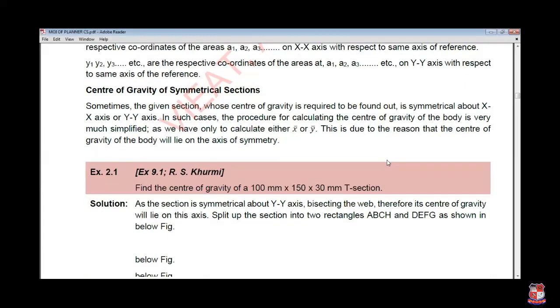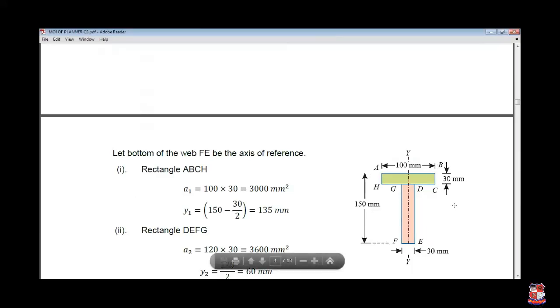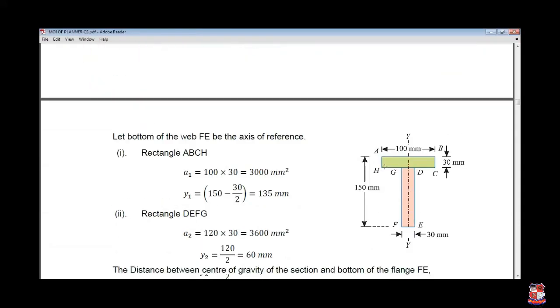Now some examples are given here, as a symmetrical portion over the y axis bisecting. Example: find out the center of gravity or centroid of 100 mm, 150 mm, 30 mm of the T section. Now here you have to take which object is taken as 100, 150 and 30. So he has given one example here. First you have to take the length as 100 mm, its height that is 150 mm, and the web that is 30 mm. Now you have to find out the centroid. This is a T section.